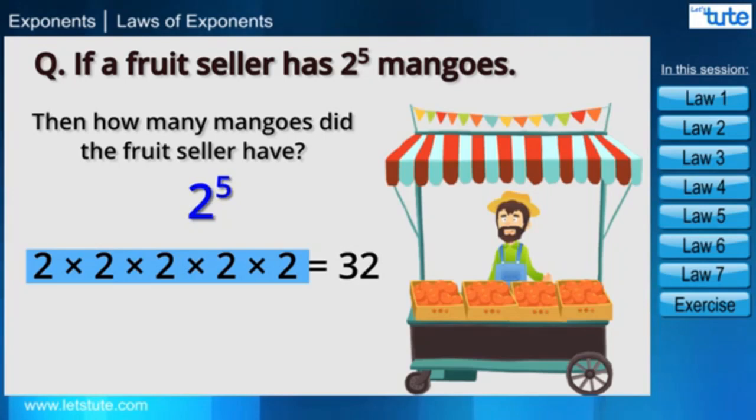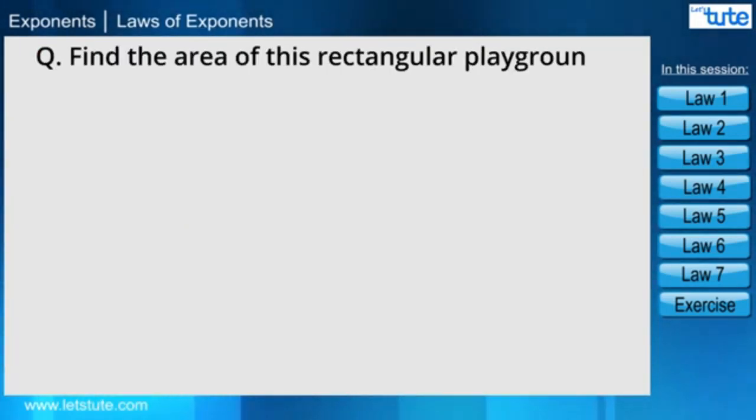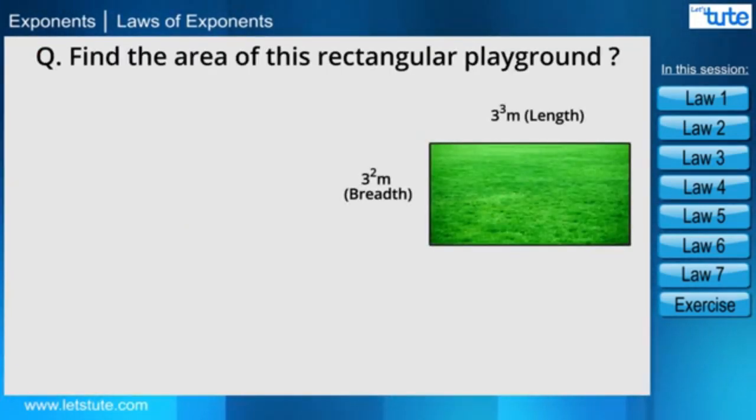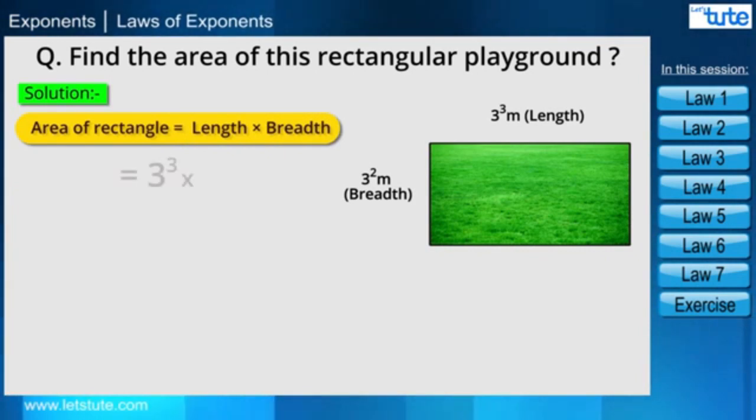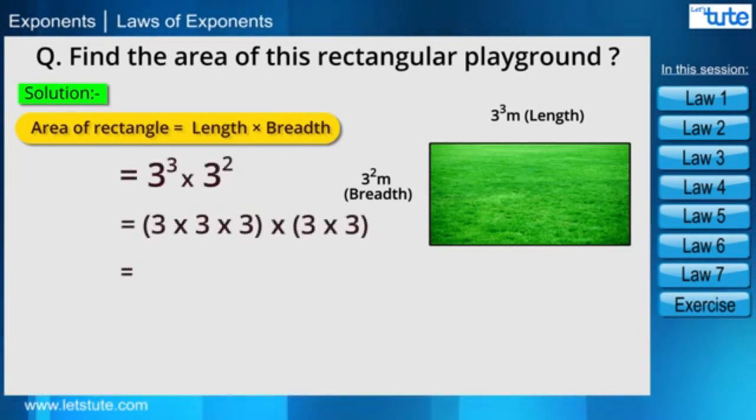Okay, now let's have a look at this question. Find the area of this rectangular playground. Here, the length is given as 3 raised to the power 3 meters and the breadth as 3 raised to the power 2 meters. We can see here that the length and breadth are given in exponent form. So, what will be the area of this playground? Length into breadth, right? So, 243 meters squared.